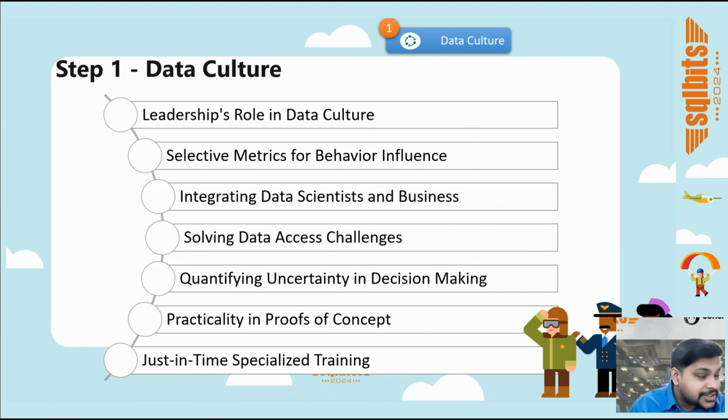The last one is just-in-time specialized training. You don't have to be an expert in everything, right? This is where you are coming in. You need to know enough to get started, know what your people need, and ask them to use the same. So that's about the data culture.